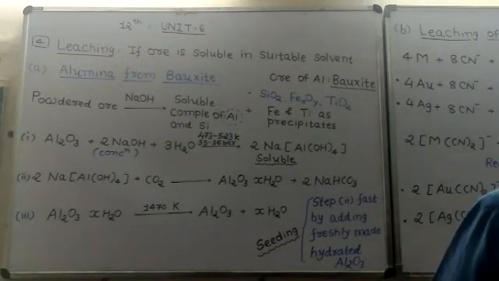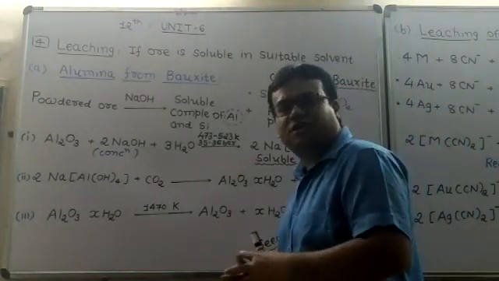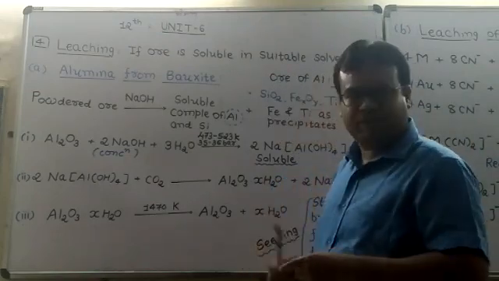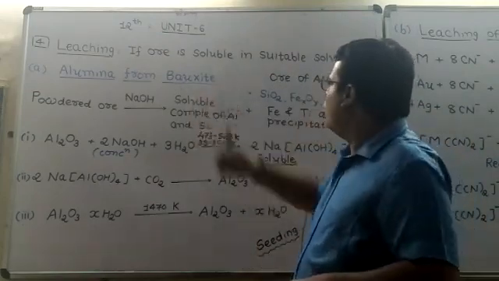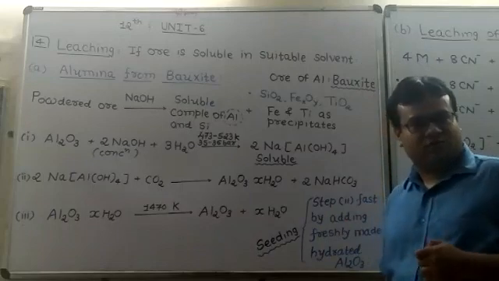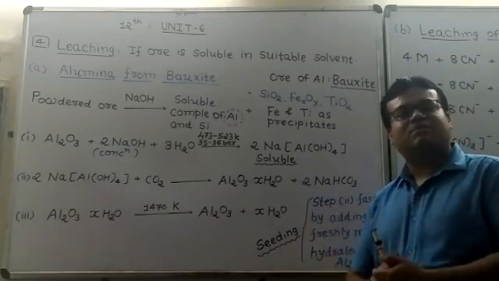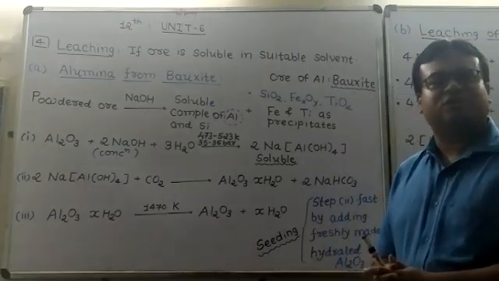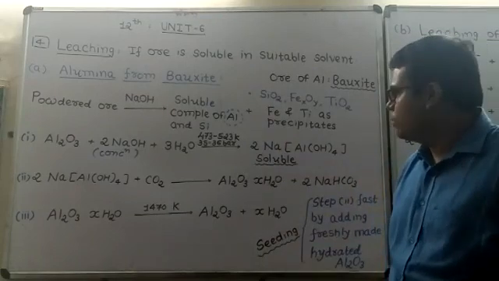So now let us discuss the next method related to concentration of ore, that is leaching. Leaching is used when the ore is soluble in a suitable solvent. Basically two examples are provided as per the discussion part. Let us start with the first one.